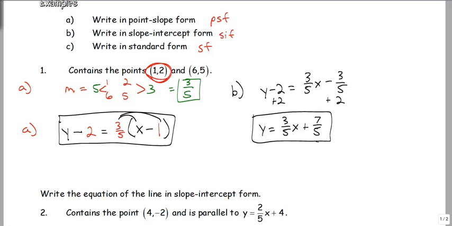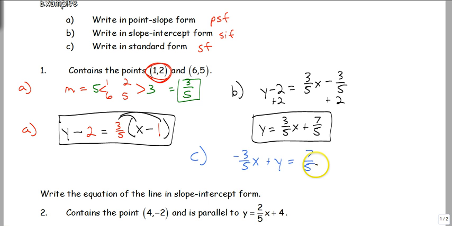That's part B. Now we need to get it into standard form. Well, to get it back into standard form, you've got to move the x term over with the y term. So for C, the first step is I'm going to subtract the 3/5 x over.